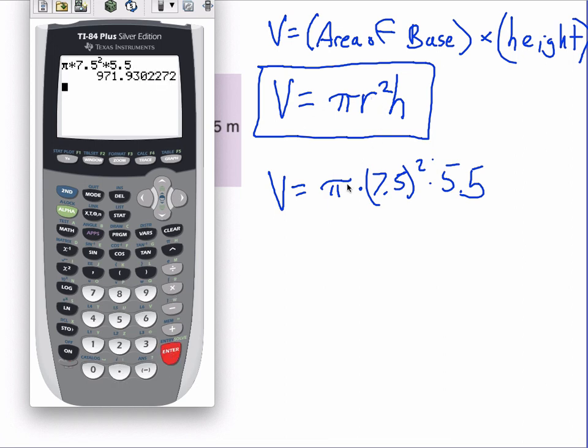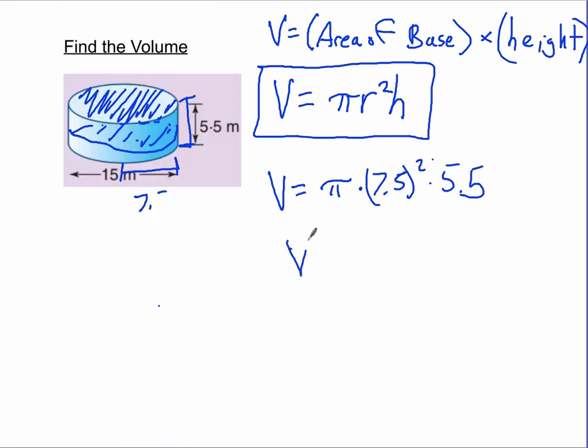Okay, we do that, and we're going to get an irrational number. That means the digits actually go on forever, so you have to do some sort of rounding. I will round to the nearest tenth. That's 971.9, so it's approximately 971.9. And our units are cubic meters. So that's our answer.